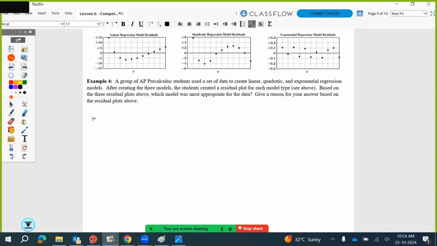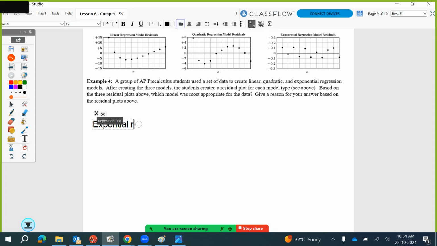Which one's the best model? Those are the residual. Sorry, let me finish the video and I'll come and help. All right, what do we have? What do we think it's going to be? Jude.